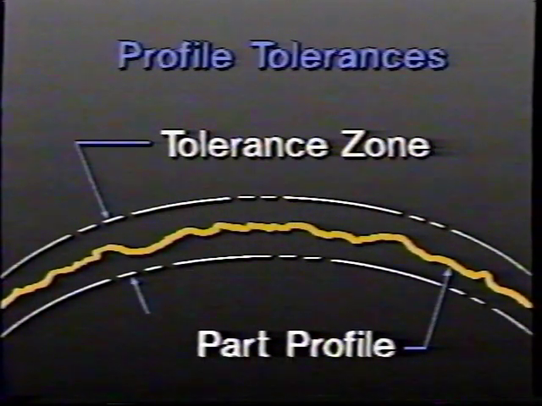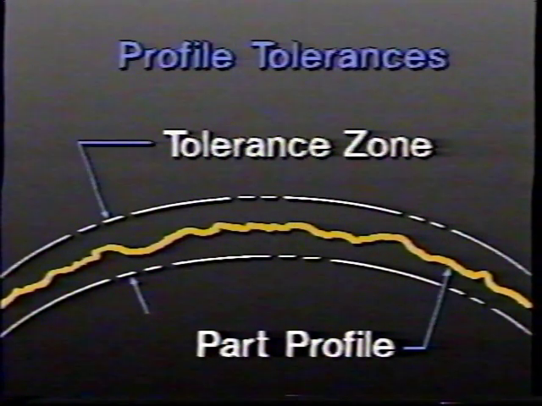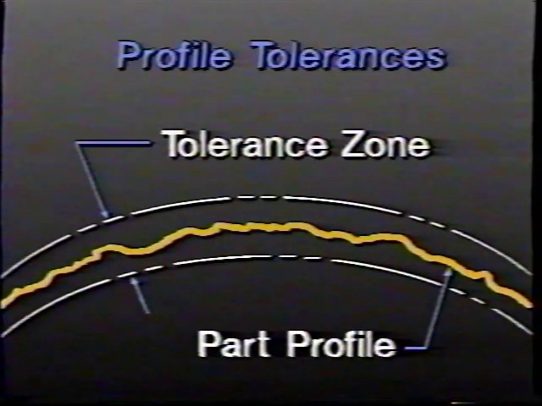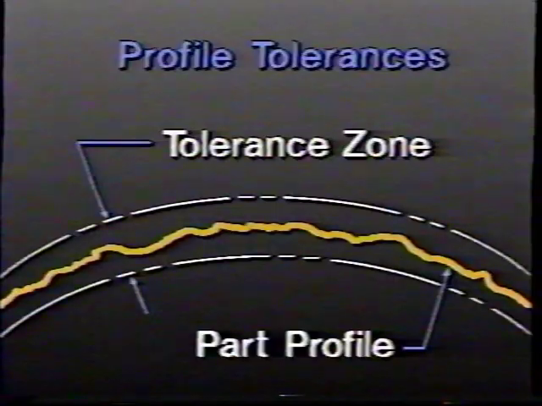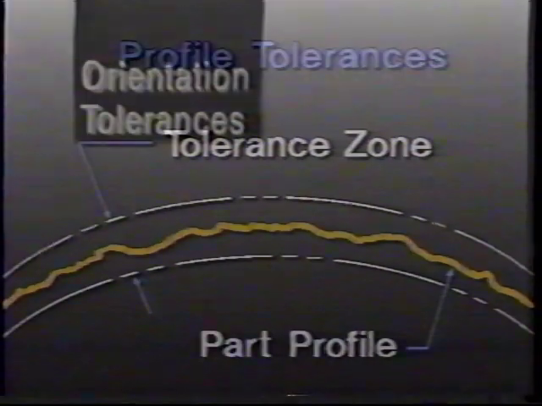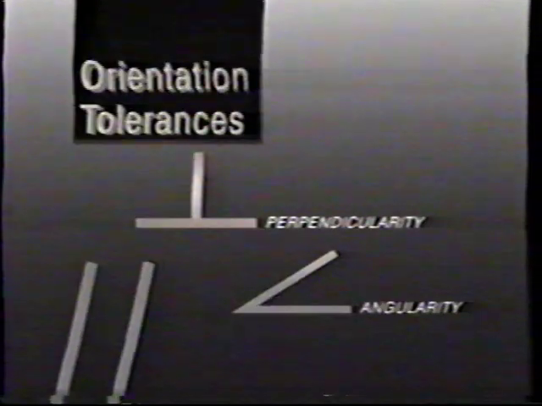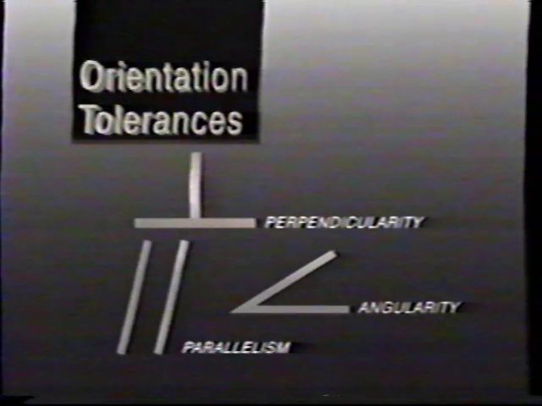Profile tolerances define a boundary within which the surface or line profile must lie. They may be related to a datum or to a theoretically perfect geometric counterpart. The third category of geometric characteristics is orientation. Orientation tolerances control the perpendicularity, angularity, and parallelism of the features with respect to a datum.